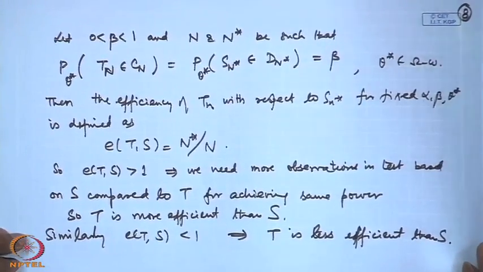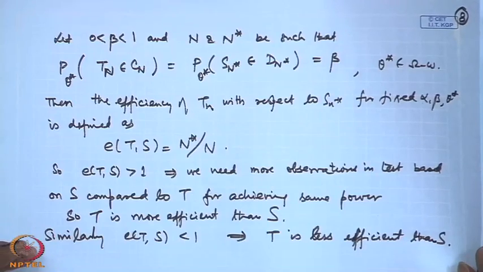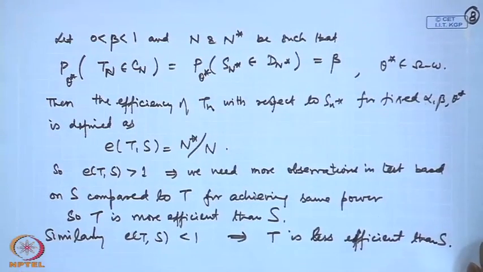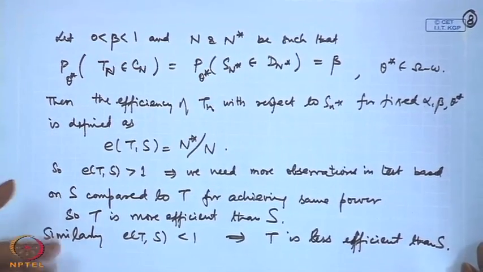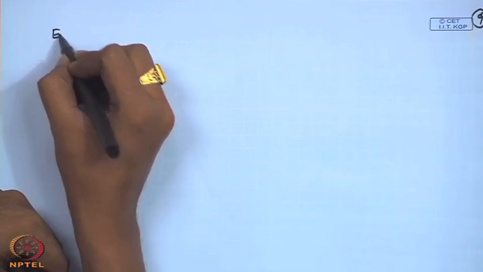But of course, this definition is having a limited usage here because we have fixed here alpha, beta and theta star. If we change the theta star and the underlying distribution changes here, then for different underlying distribution this may be quite complicated to adopt here. But anyway, this is a definition. Let me consider some example here.